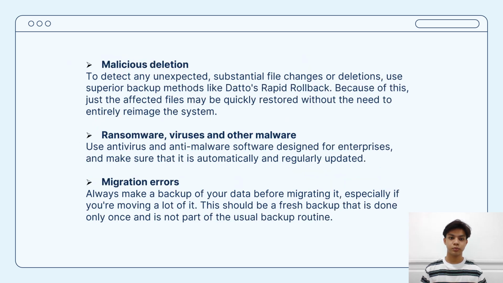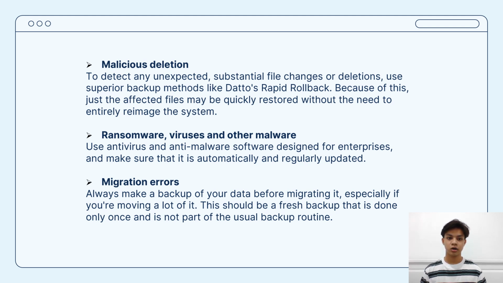The third one is malicious deletion. To detect any unexpected substantial file changes or deletions, use superior backup methods like Auto Rapid Rollback. Because of this, just the affected files may be quickly restored without the need to entirely rebuild the system.